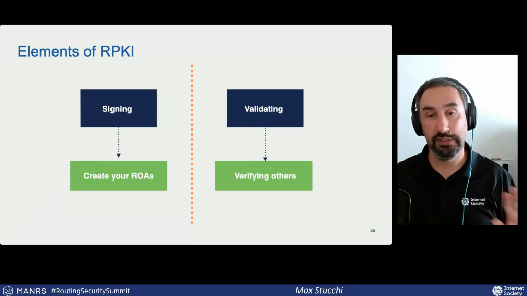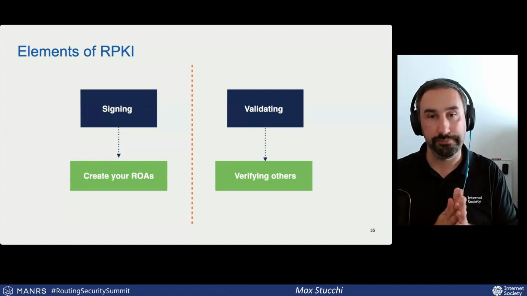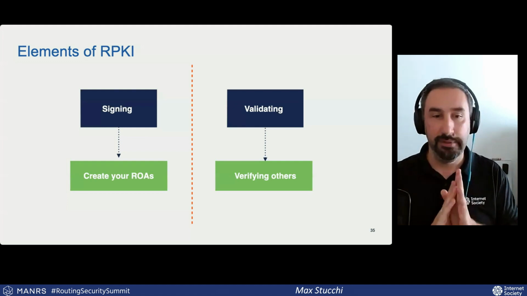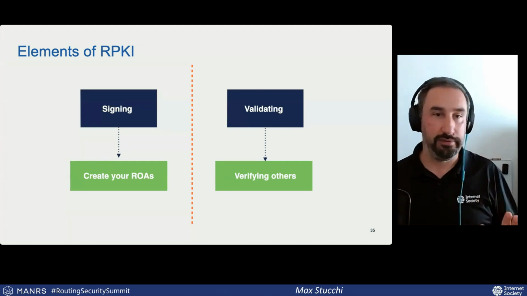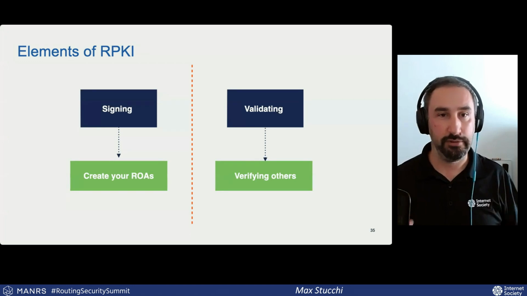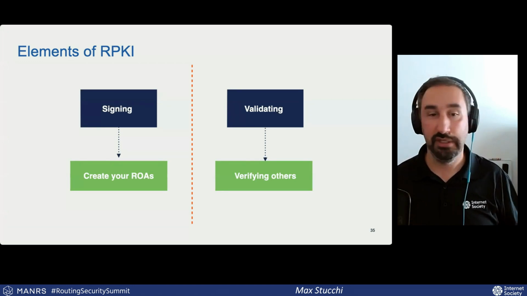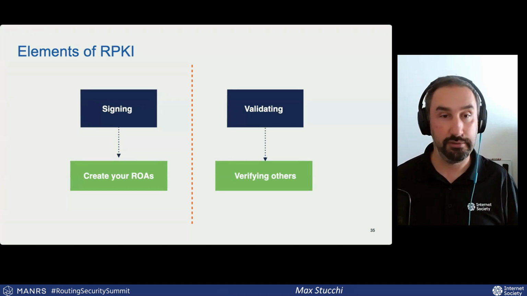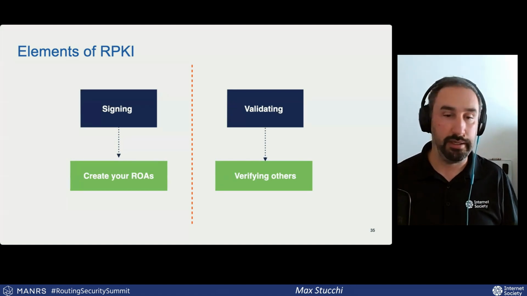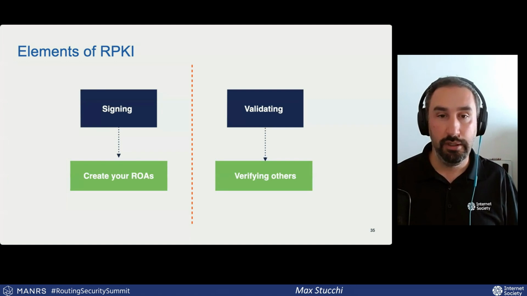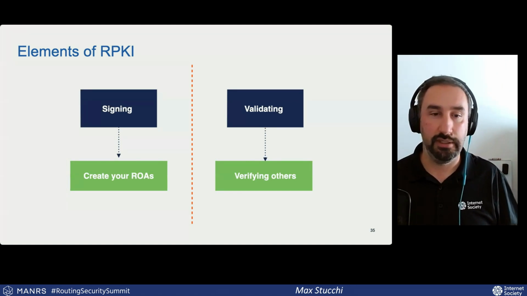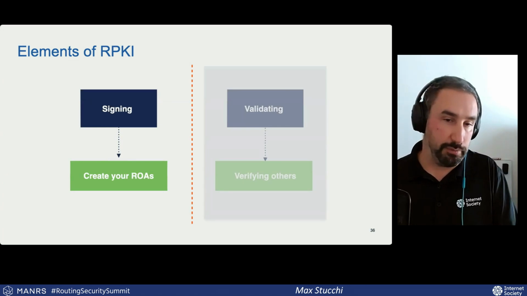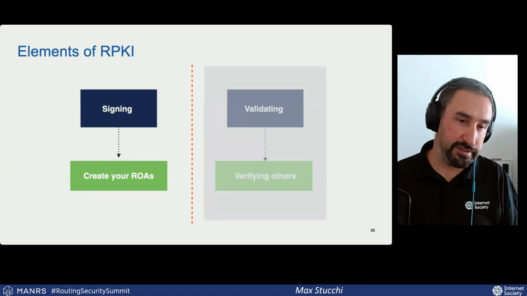They are two totally separate actions, and one can happen independently of the other, especially in your network. You could be a network that just signs its ROAs and that's it, doesn't do any validation, or vice versa. You could be a network doing validation, but without signing your own ROAs. So how does this work? Let's look at the left side for now.